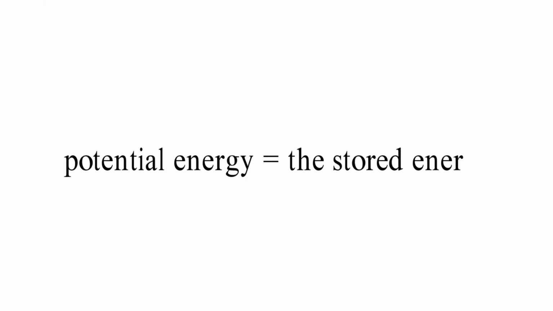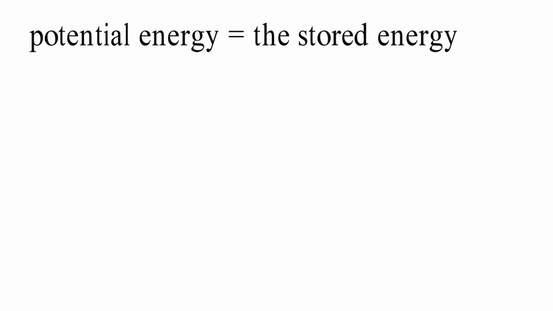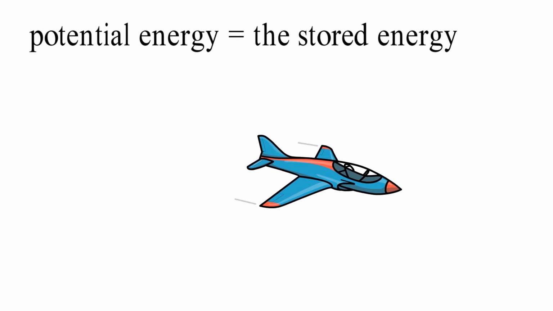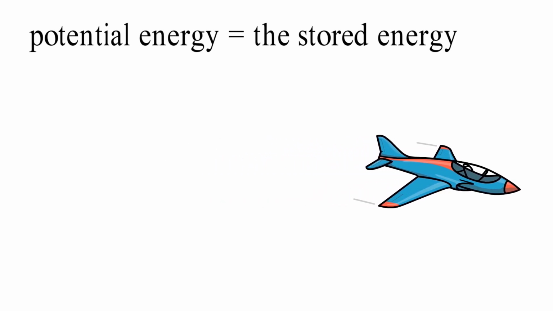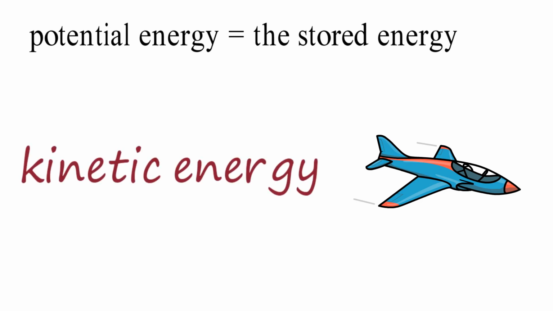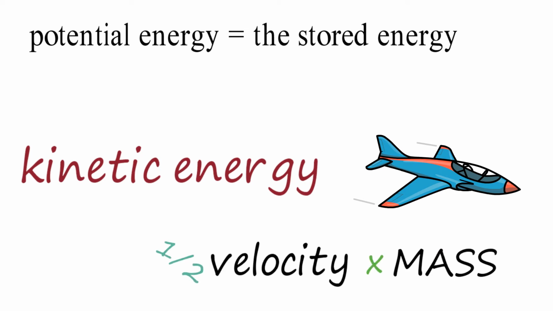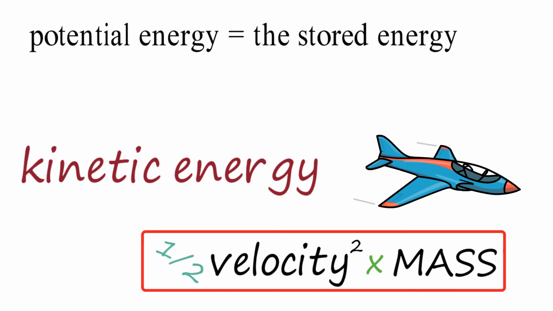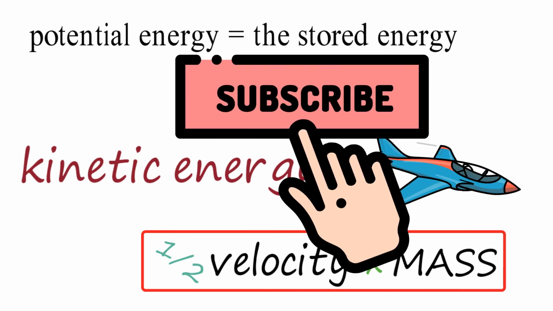Okay, that's fine. Now you know that potential energy is energy stored in an object, but what if the object is in motion? How do you find the energy of a moving object? Now this kind of energy is called kinetic energy, and we can find the kinetic energy of an object by multiplying the mass of the object with half of the velocity squared with which the object is traveling. I will be showing you the way in which I derived this equation in my future videos, so subscribe and hit the bell icon.